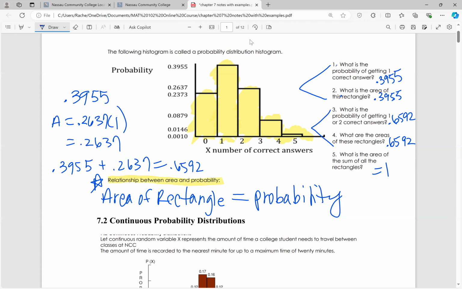So what I want you to realize is that the area of the rectangle is equal to probability. This is going to be very useful to us. So let's keep that in mind. The area of a rectangle is equal to probability.